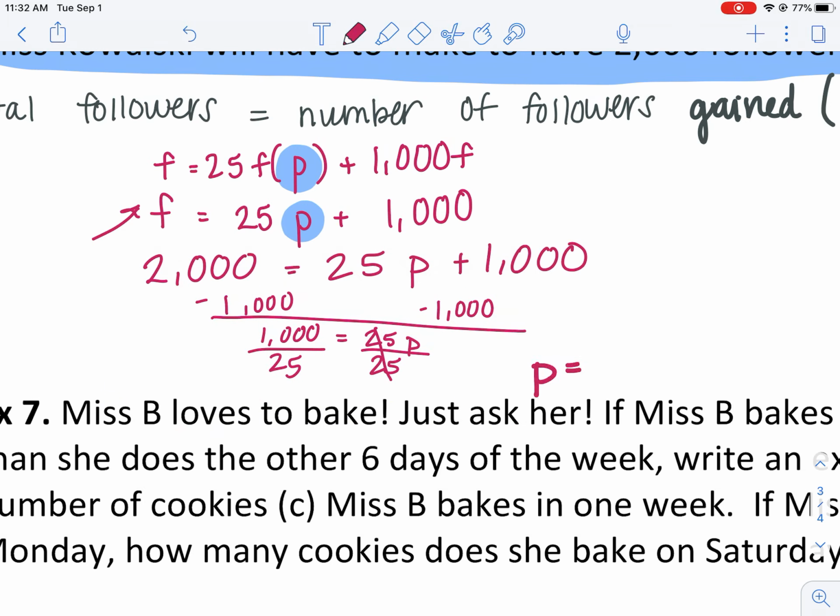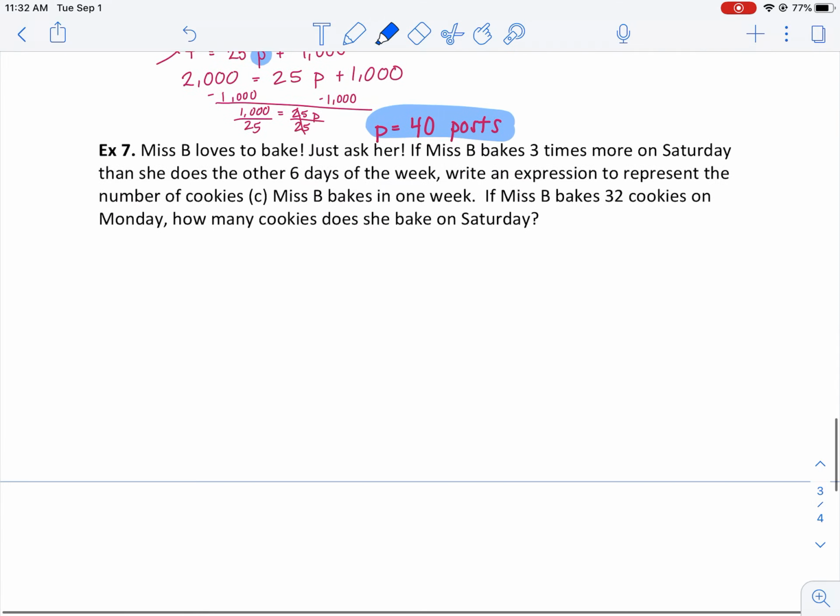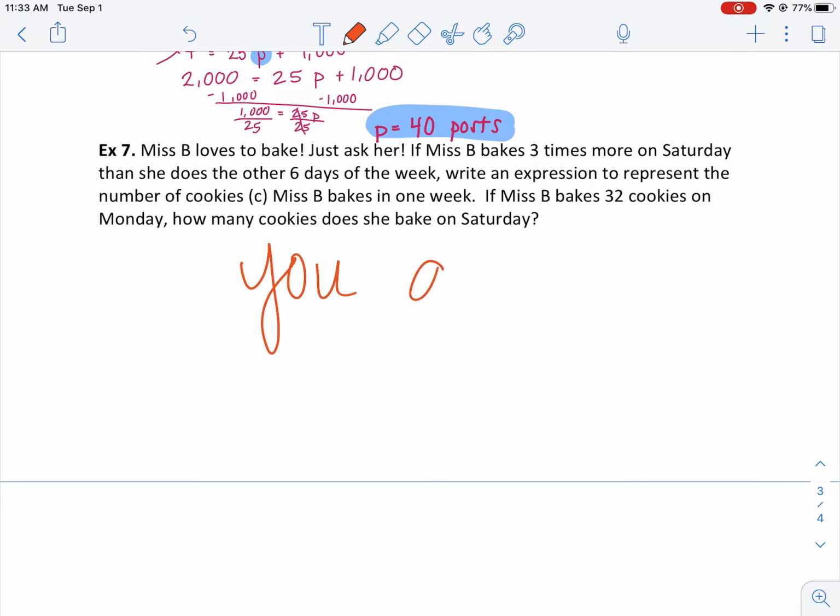And P is equal to 1,000 divided by 25, which is 40. All right, and we want to make sure we always label. Boom. All right, now you guys are going to try this last one on your own.